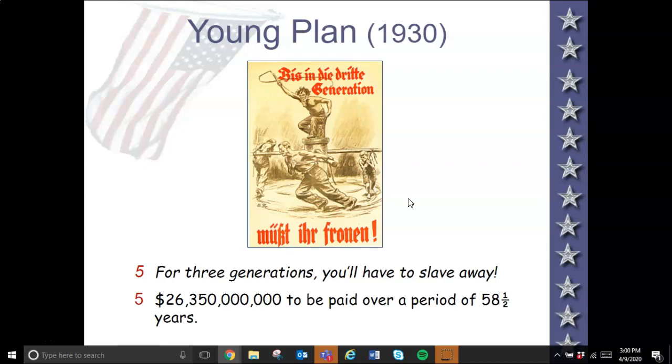So this Young Plan is essentially a plan for the Germans to pay back $26,350,000,000 over a 58.5-year period. Where they get that number, no idea. But $26 billion in 1930 is unpayable. You just can't do it. Nobody has that kind of money, and it absolutely cripples the German economy. Now, I know that kind of contradicts what I just said about the fact that they're all still working. They are, and most Germans probably aren't starving to death. But it is definitely depressing the economic activity of the German economy.